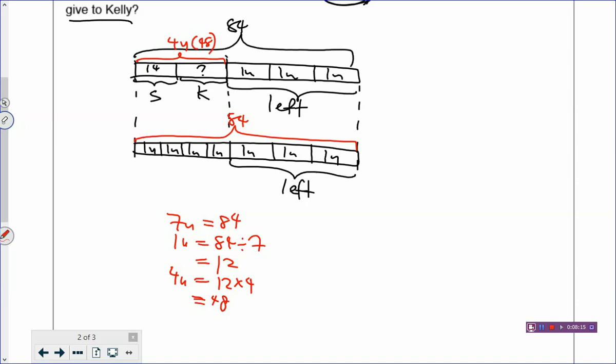So now can you find how many Kelly gets? You take 48 minus Sam, or 48 minus 14. And you can see that 34 grapes were given to Kelly. Alright, and you have solved the problem using model drawing.